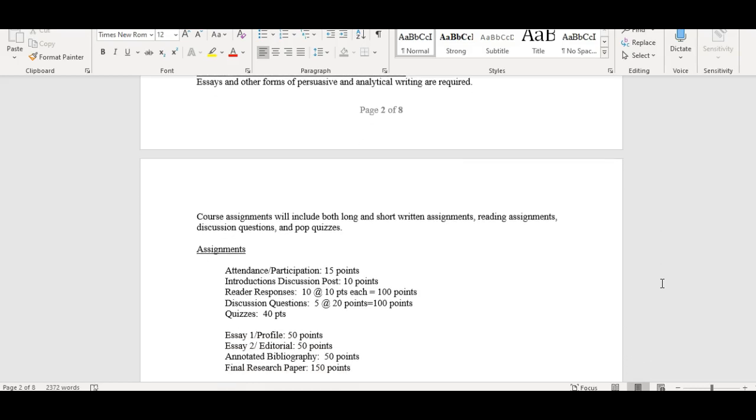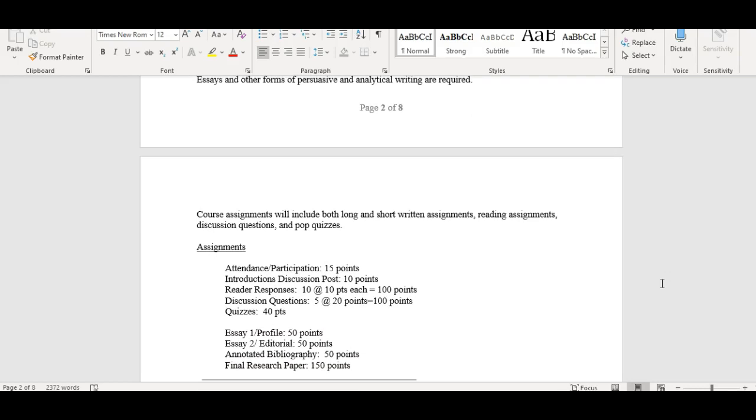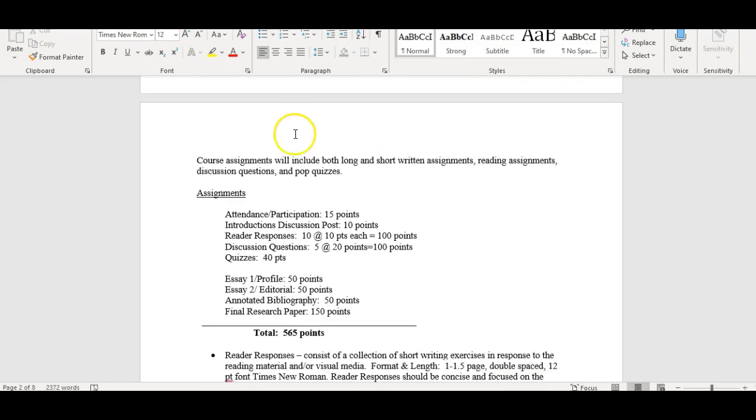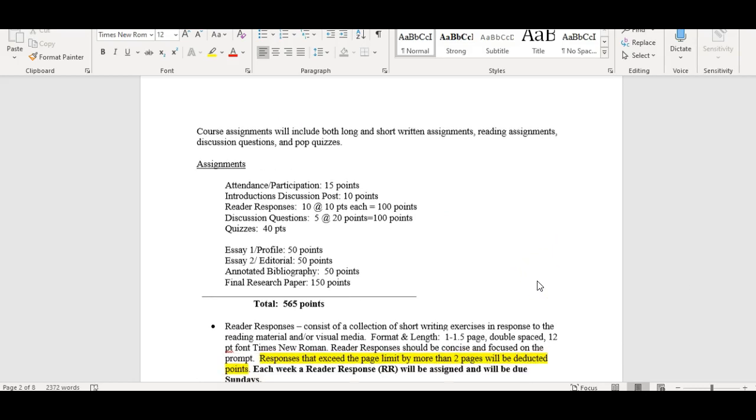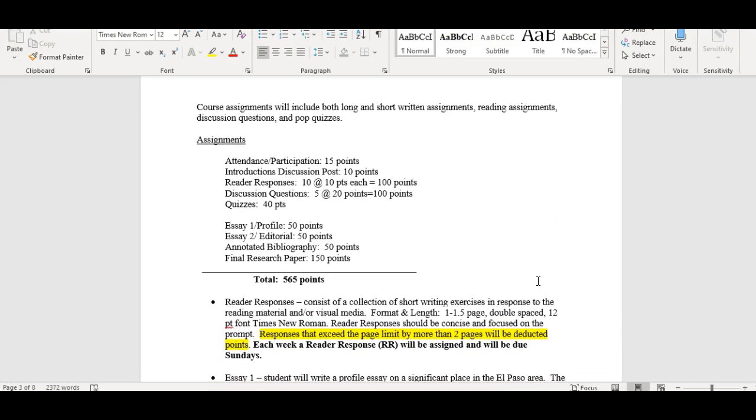In this class, we're mostly going to be doing essays and other forms of persuasive and analytical writing. Here we have the assignments. Participation is worth 15 points, and the way that participation is measured is if you participate in the discussions. I'll get to that a little bit later. We also have one introduction discussion post worth 10 points, 10 reader responses, 5 discussion questions, and quizzes that are worth 40 points. The first essay will be a profile essay that's worth 50.